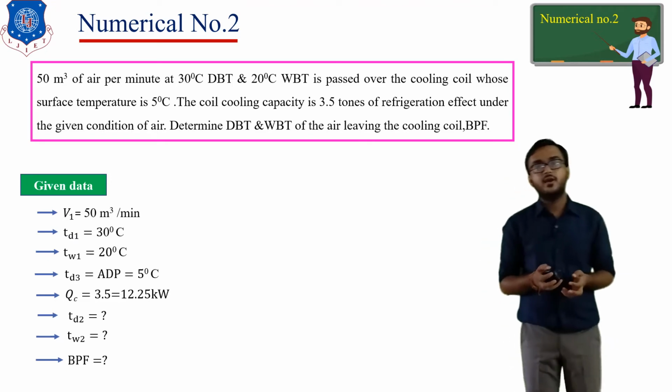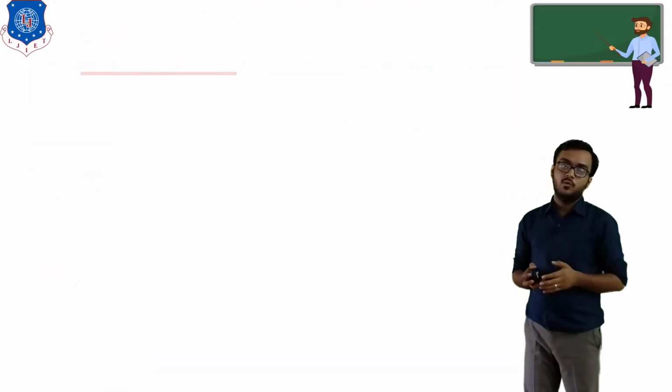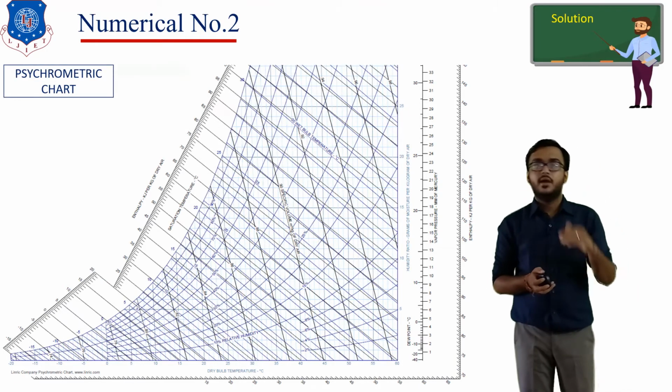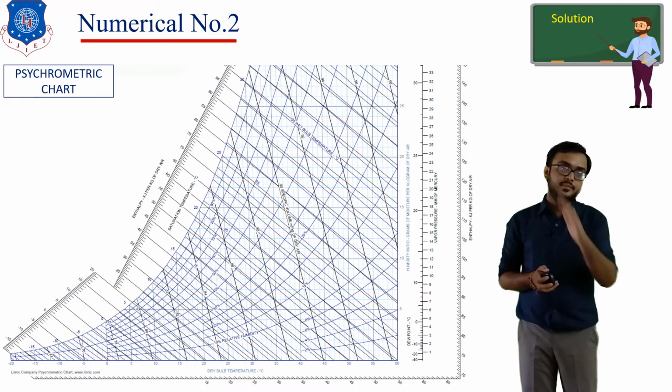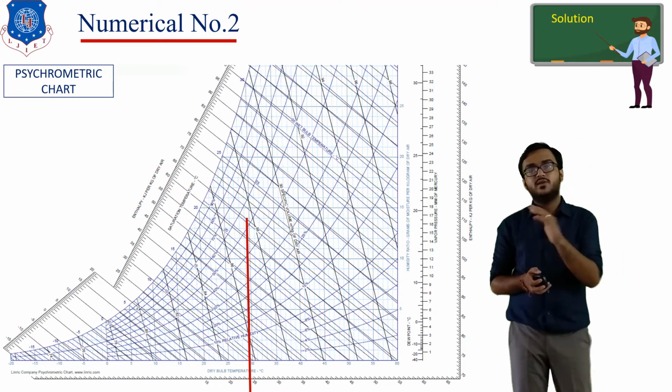Here we have a psychrometric graph. In order to locate point number 1, we need to plot one dry bulb temperature line at 30 degrees and one wet bulb temperature line at 20 degrees. So here we have both lines, the dry bulb as well as the wet bulb line.